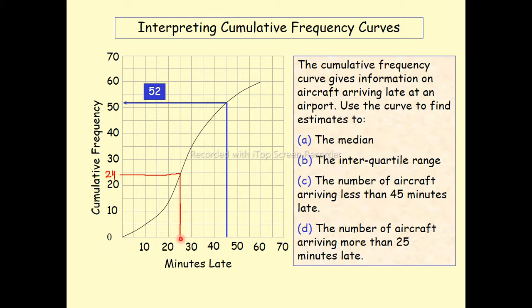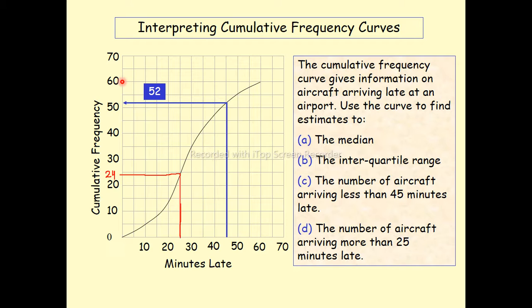Now, we want the number of aircraft arriving more than 25 minutes late. So what we need to do is take this 60 and subtract 24. Yes, we're going to subtract 24 from 60, because this number 60 tells us the number of aircraft arriving less than 60 minutes.